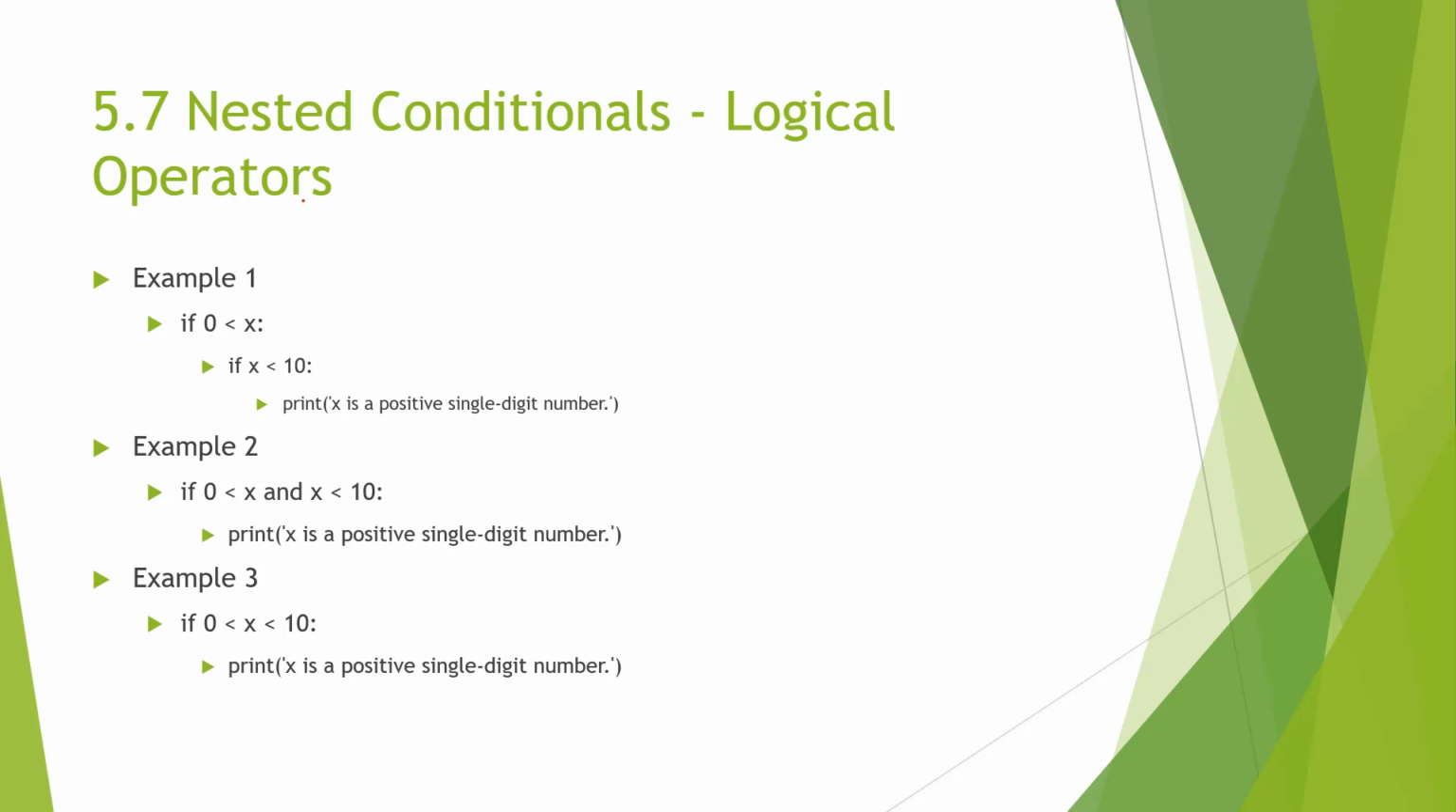Or a third example, this is going to use a combination of logical operators. If 0 less than x less than 10. Essentially what we did there is we combined example 1 and example 2. Instead of having multiple conditions or a logical operator like AND, we just combined all of them into a single statement. If 0 less than x less than 10, then print the response. If x is not less than 10, then that branch will not run.